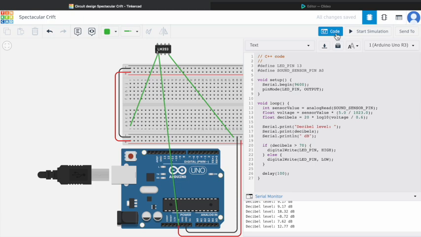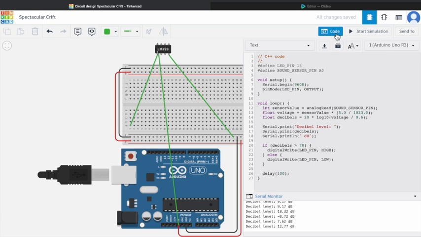Setup function. Serial.begin(9600) initializes serial communication at a baud rate of 9600. This setup allows the Arduino to send data to the serial monitor, which is useful for debugging and observing real-time data. pinMode(LED pin, OUTPUT) configures pin 13 as an output. This is necessary because we want to control the LED by sending signals to this pin.